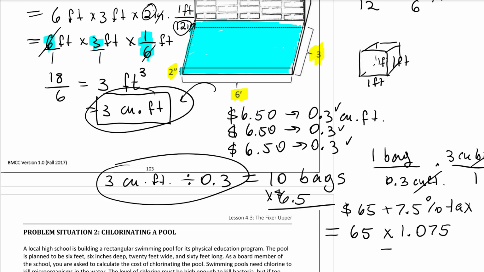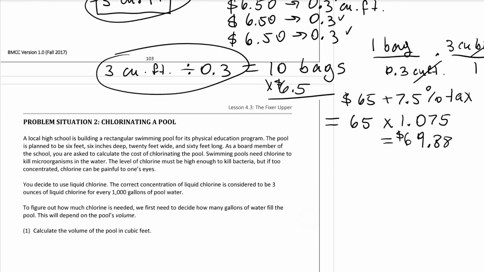1.075. I'm going to continue to encourage you to use this idea that if you add the tax, you just attach it to a whole and then you multiply. You can also do it a long way, but I will continue encouraging you to use this shortcut. All right, so it's $69.88. That would be the cost of concrete. All righty, let's go to the next problem situation.